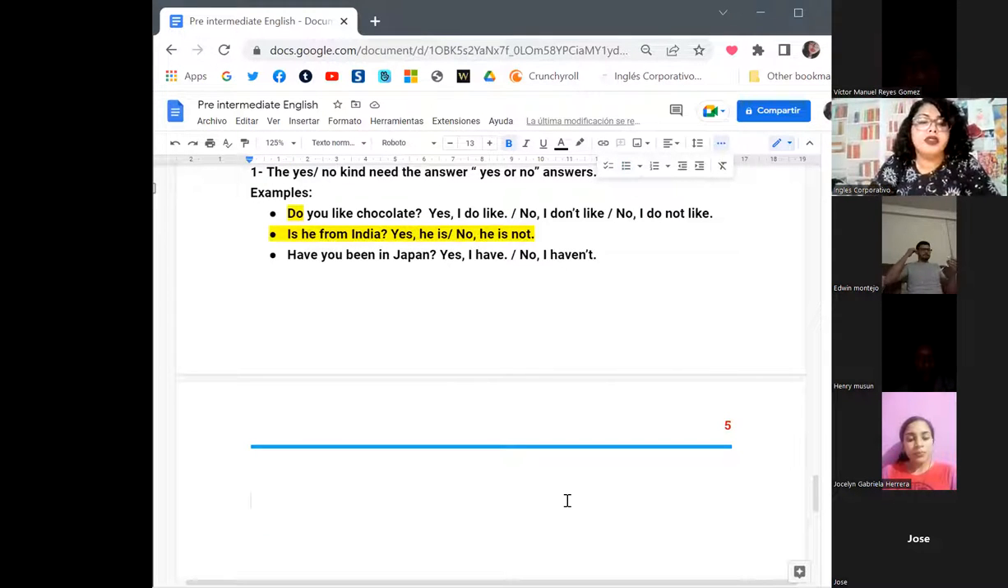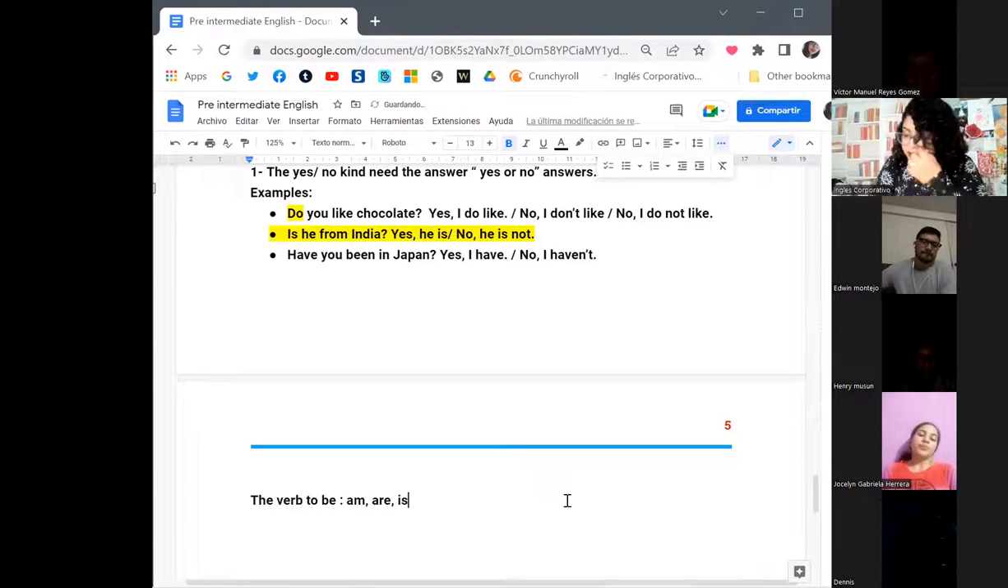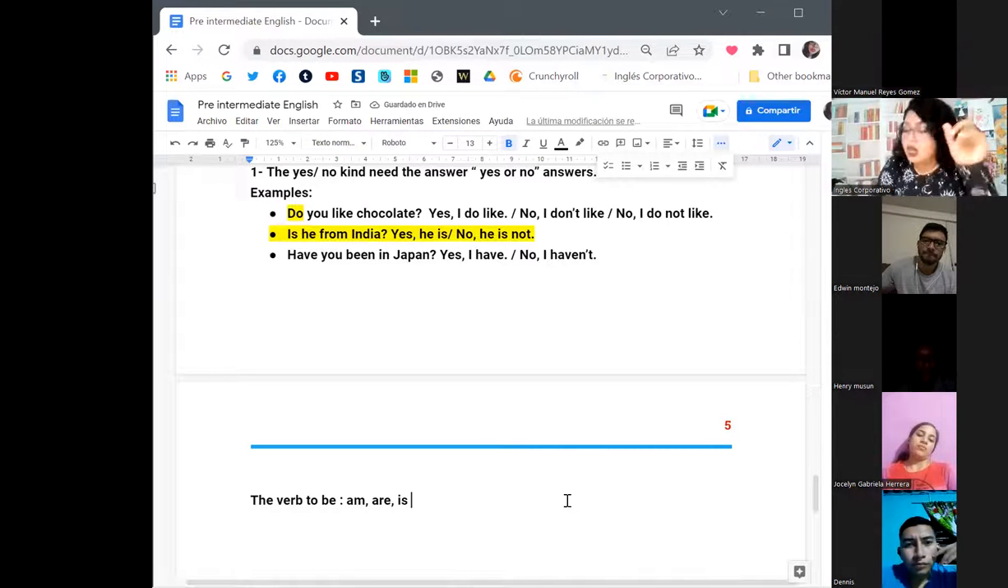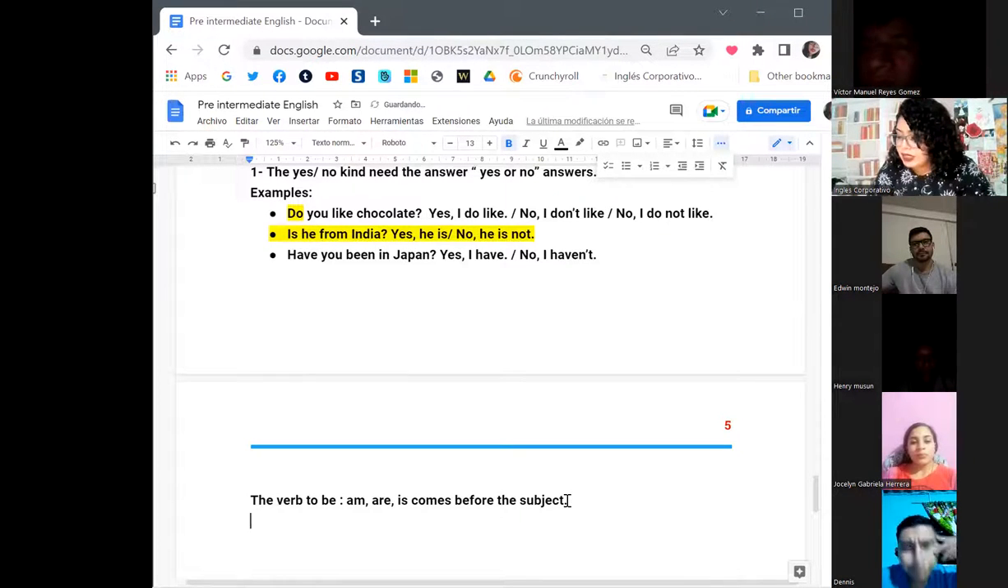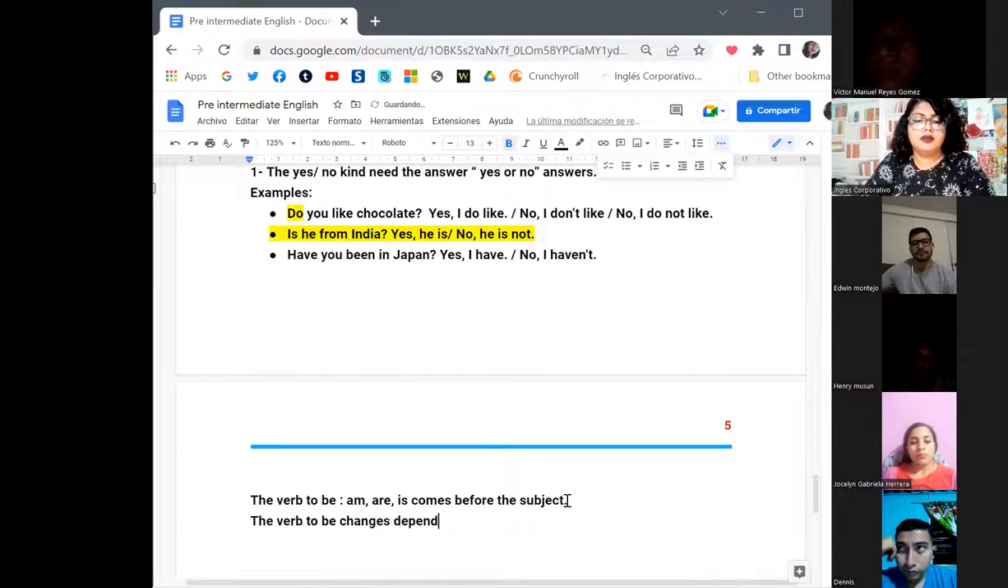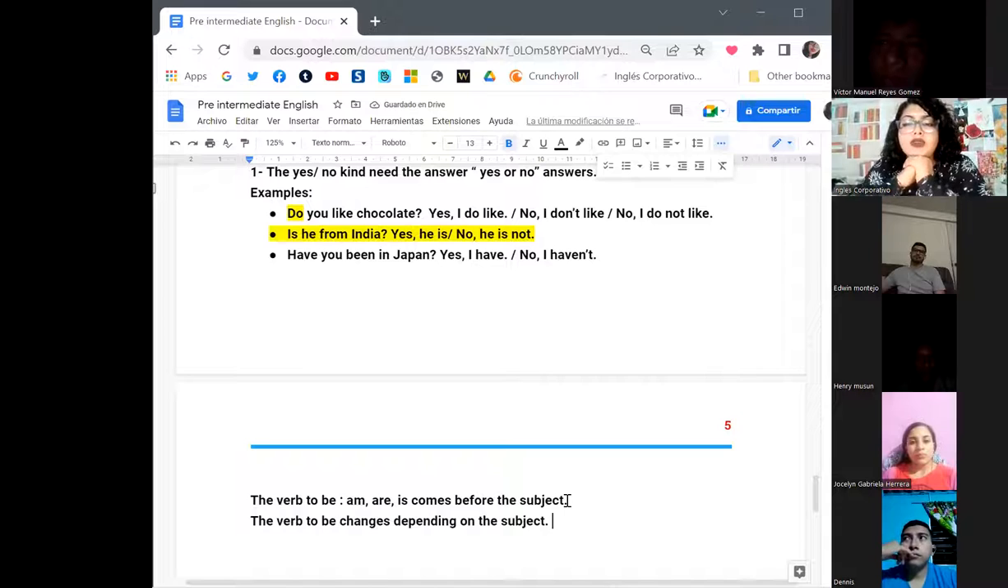And we have the verb to be. We already know that is, are, is. And in this case, these words comes before the subject. Then we have the verb to be changed depending on the subject. So we have three forms in present to use the verb to be. We have am, are, and is.